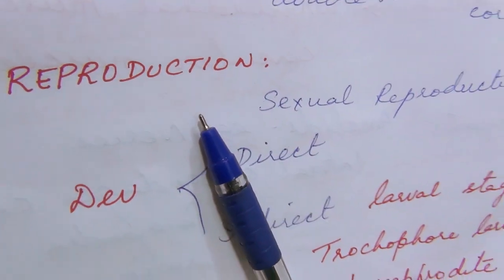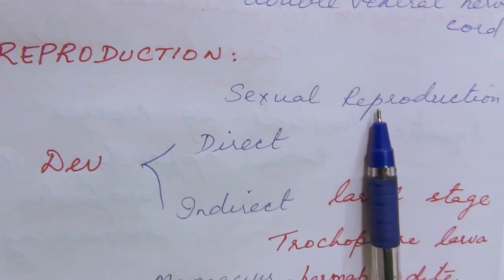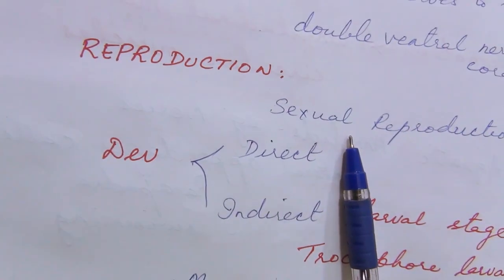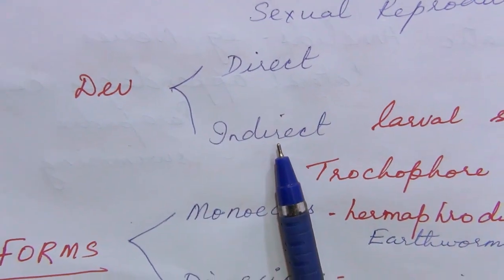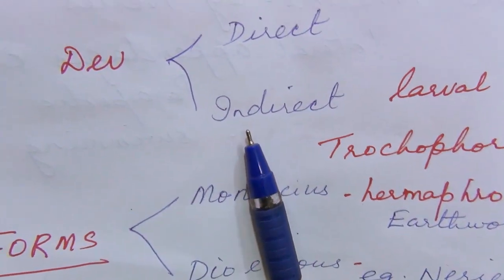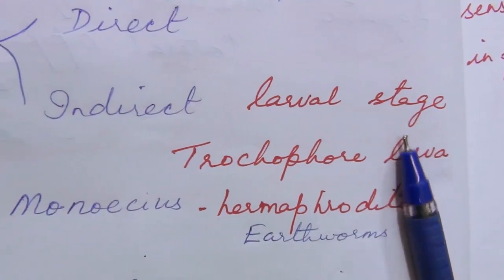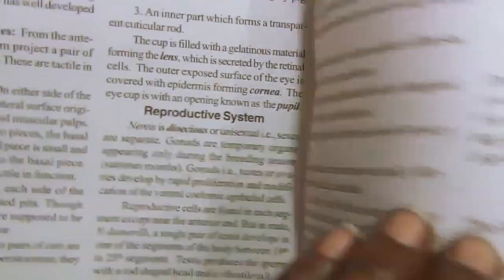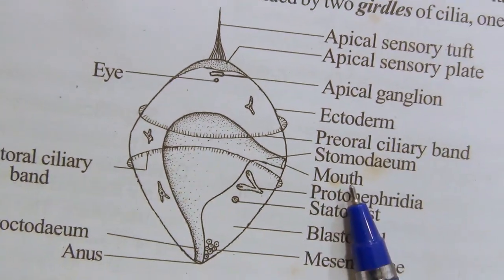And reproduction. Reproduction is through sexual reproduction. And development, direct or indirect, both take place, depending upon the organism. And a larval stage is present in Annelida. This is a trochophore larva. So this is the larval stage in the Annelida.